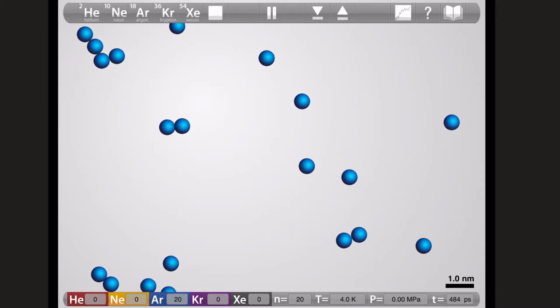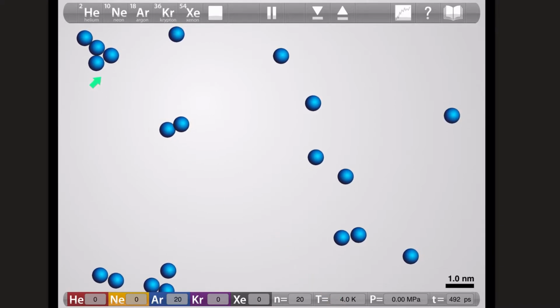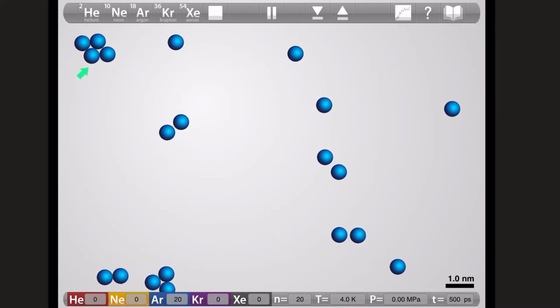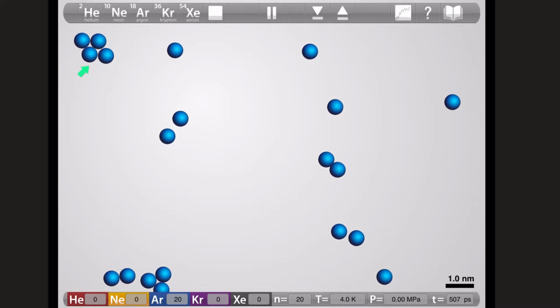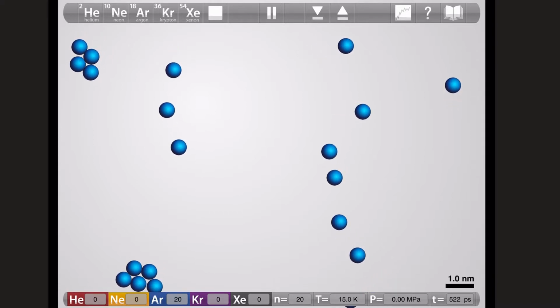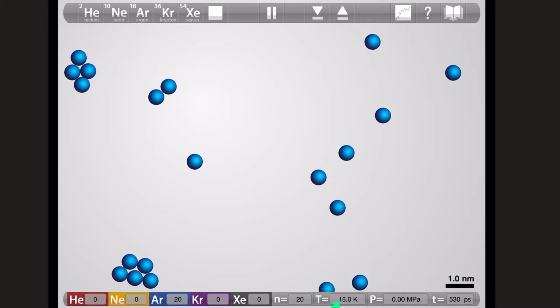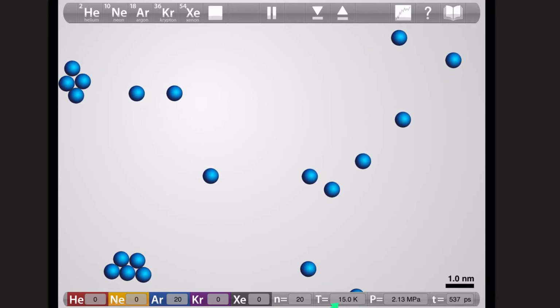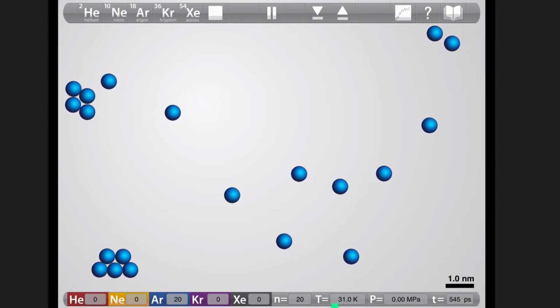So I've just cooled it down. Now I'm at 4 Kelvin. So notice that the intermolecular forces, the attractions between the molecules, are holding them together, and they are tighter than the thermal energy. So they're able to bind and to form those solids there. And as I crank up the temperature, notice that they move around a little bit more.